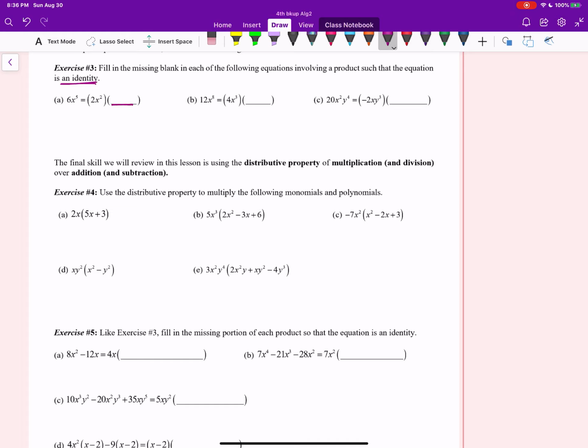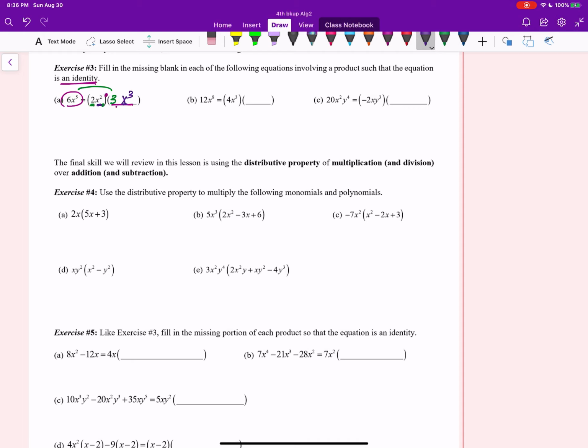So let's start with the right-hand side, and we want to say to ourselves, 2x squared times what will equal 6x to the fifth? So 2x squared times what would equal 6x to the fifth? Well, let's go with the coefficient 2 first. 2 times what? 2 times 3 would result in 6. And now our variable base x, we have x squared. x squared times what is going to give us x to the fifth? It'd be x to the third.